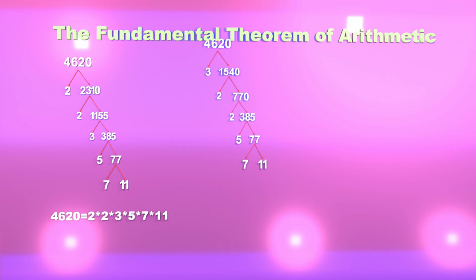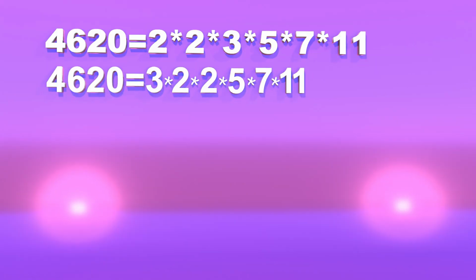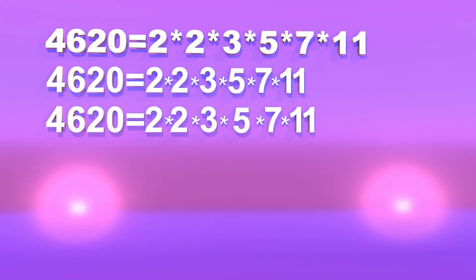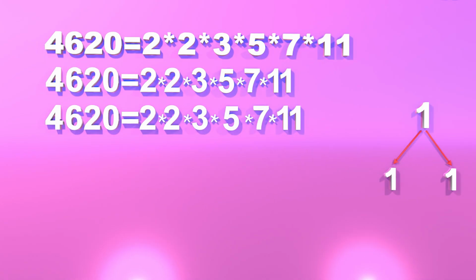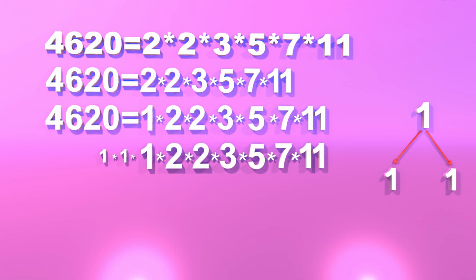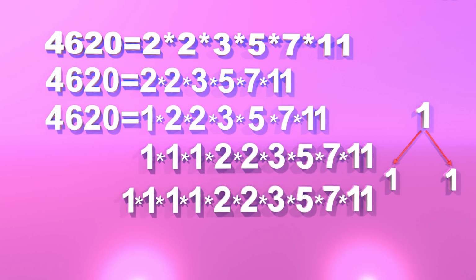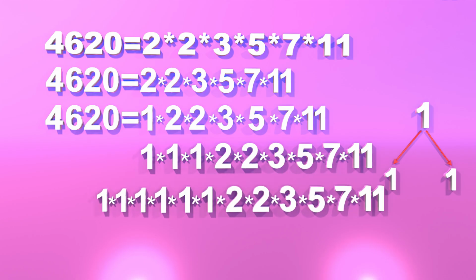As we saw, we wrote the prime factorization of 4620 in three different forms and all of these three were the same. Now if we assume 1 as a prime number, then we can include it in these prime factors. We can also multiply 1 three times in this factorization. Any number multiplied by 1 gives the same number. We don't get any change in that number. In fact, we can multiply 1 infinite times.